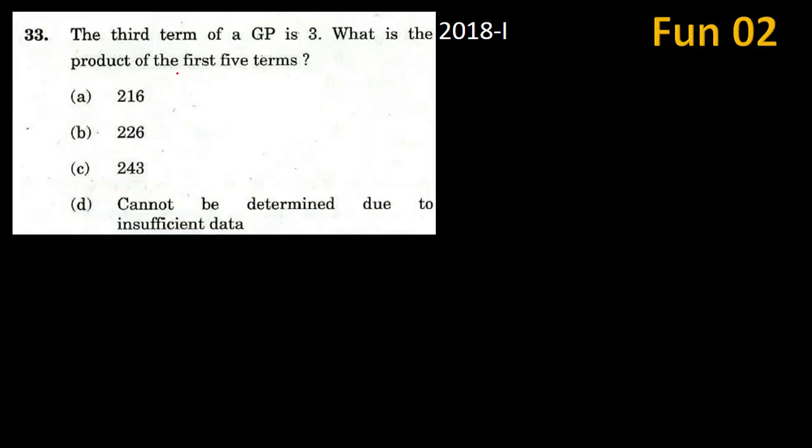If the third term of a GP is 3, then what is the product of the first 5 terms? This is one of the simplest questions. What is the third term of a GP? AR square is the third term. AR to the power n minus 1 is our general term. The first 5 terms are A, AR, AR square, AR cube and AR 4. We need the product of these.